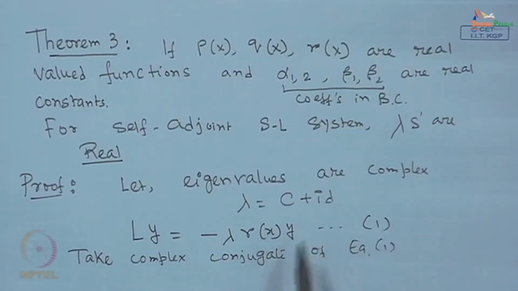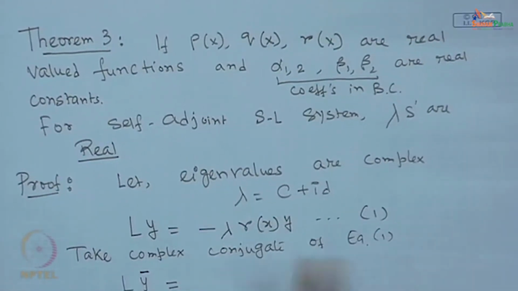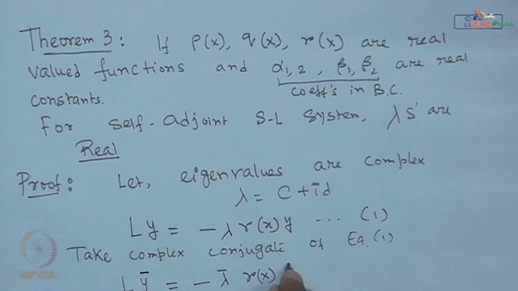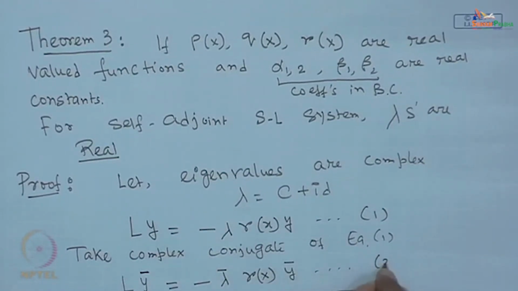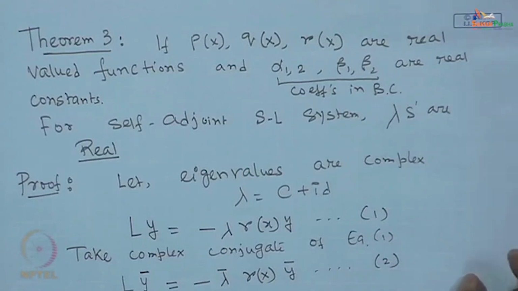We have already stated that r(x) is real. So, L y bar, let us say bar denotes the complex conjugate of y. So, L y bar is equal to minus lambda bar r y bar, r remains r because it is real, that is our assumption. So, this is equation number 2. This is the complex conjugate.